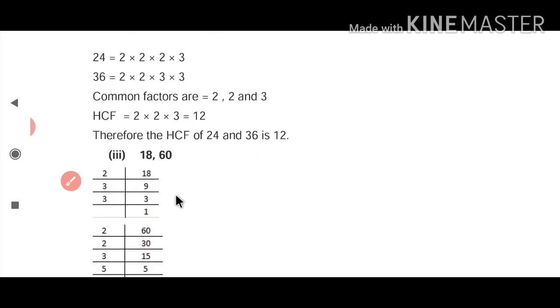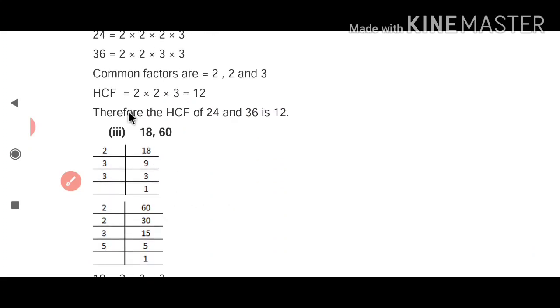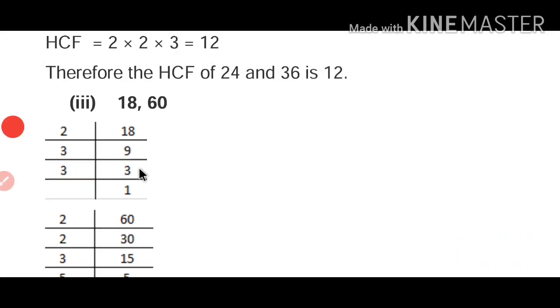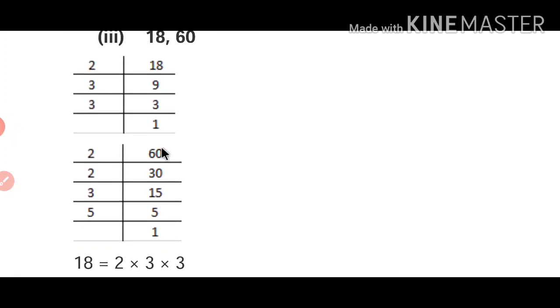Third one, 18 and 60. Again we have to find the prime factorization. So 2 9s are 18, then 9 is divisible by 3, so 3 3s are 9. Again 3 1s are 3. Then 60, it is an even number, it means it is divisible by 2. So 2 30s are 60.